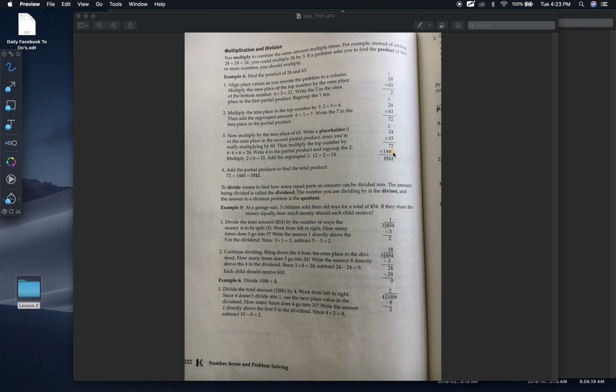Whereas 0 doesn't change the answer to anything. So 6 times 4 is 24. Bring the 2 up there. Put the 4 right there. 6 times 2 is 12. Okay, then remember, plus 2 is 14.